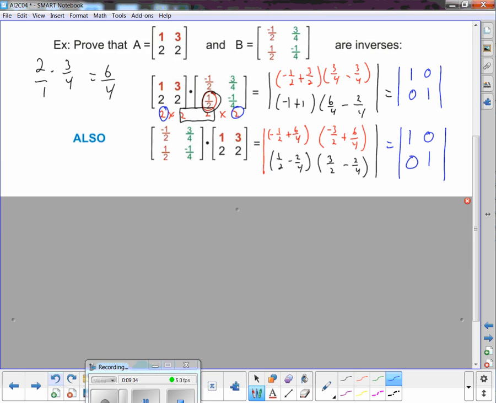What can you conclude? Can you come to a conclusion? Can you make a theorem, or can you postulate something that you just maybe discovered as we did those two? Anybody? Abigail?